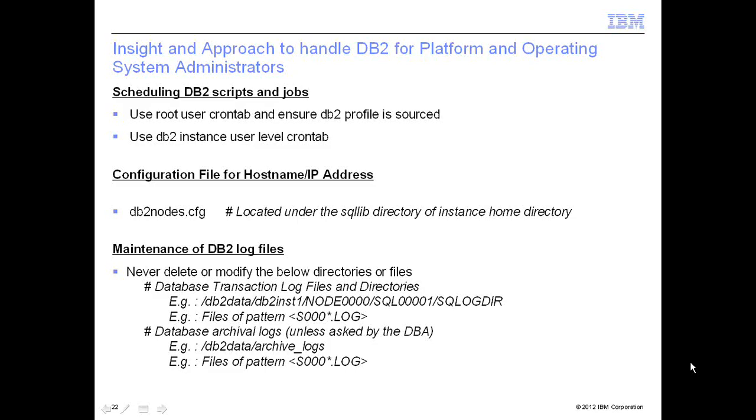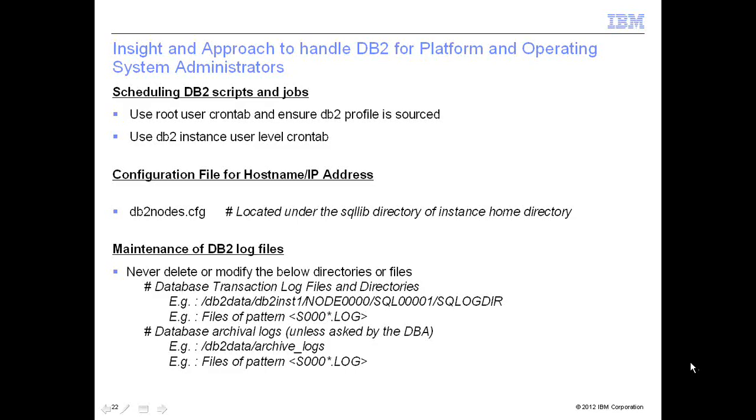If it is a single partition system, it will have a single entry with a 0 node entry, and it will have the host name entered in that. So if you have had a change in the host name of your system, make sure you go there and validate whether the new host name is reflecting over there. If it is not reflecting, take a backup of this file and change the host name, save it and restart DB2, and it would work fine.